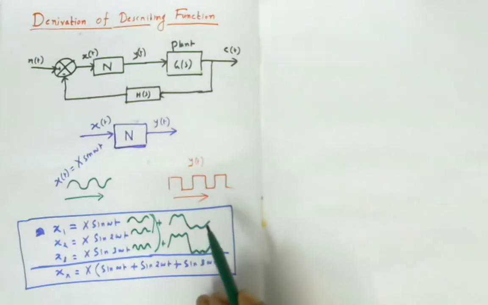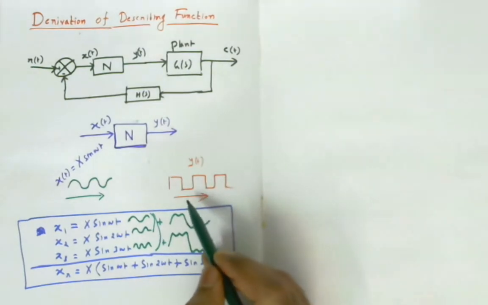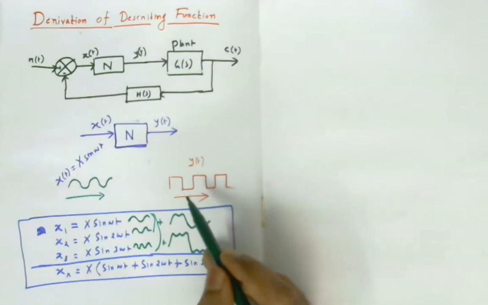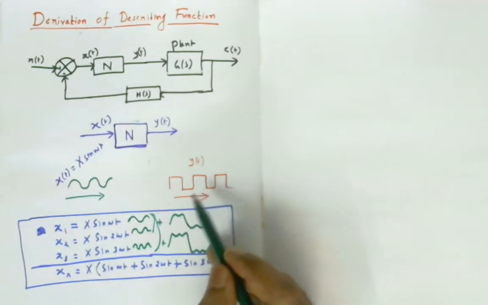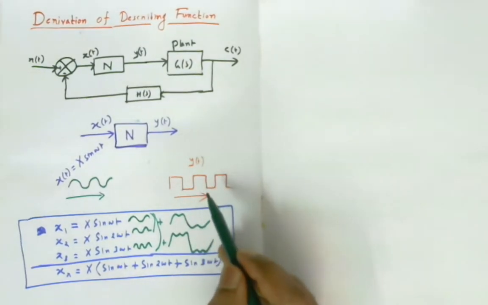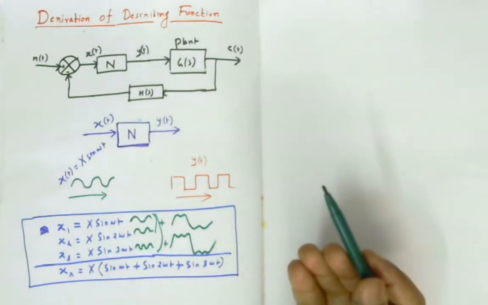So on the contrary, we can say that the square waveform is basically made by adding various frequencies of sinusoidal waveform. I mean, the square waveform is found by adding various sinusoidal waveforms of different frequencies.